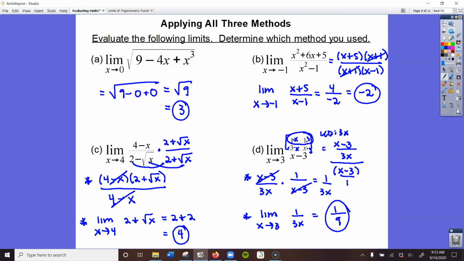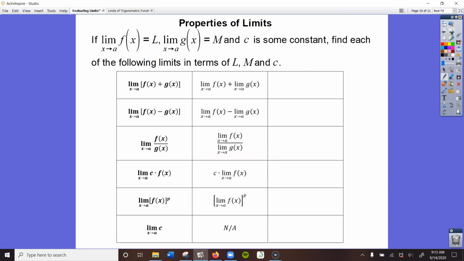Now we're going to move on to look at some various properties of limits. If we had the limit as x is approaching a of f of x, we're going to say that that value is L. And if we have the limit as x is approaching a of g of x, we're going to call that value m. And c is some constant.